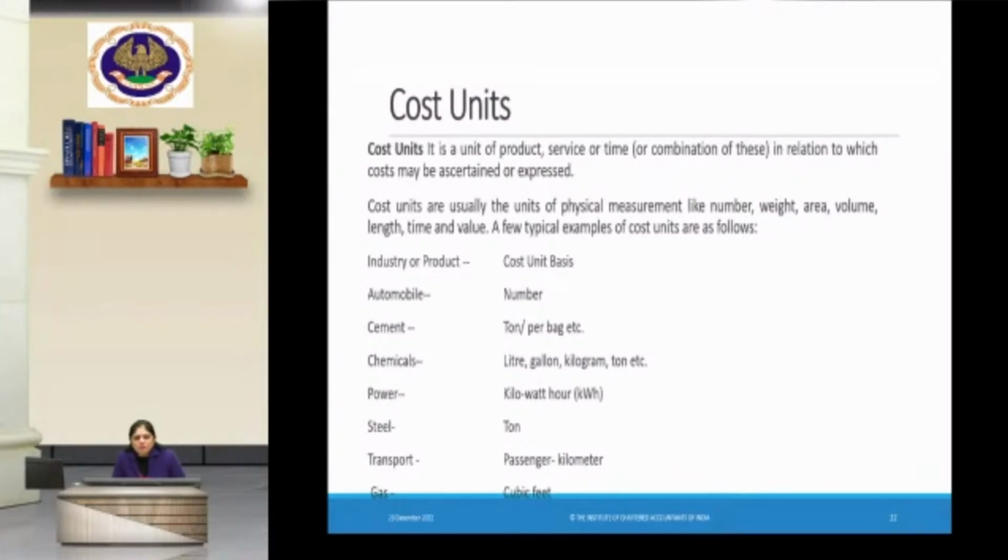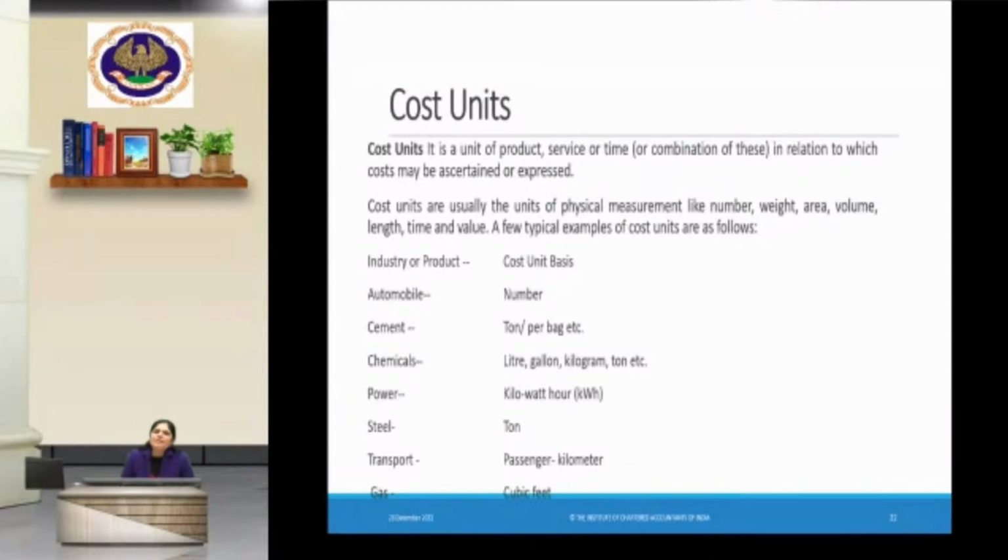So it is a unit of a product, service or time in relation to which cost may be ascertained or expressed. Cost units are usually the units of physical measurement like number, weight, area, volume, etc. So examples are given. If an automobile is there, it's like number. All right. So the number of cars will be the unit. Cement per ton or per bag. So this will be the cost per ton. 2,000 rupees per ton is the cost. So the measurement is in ton.